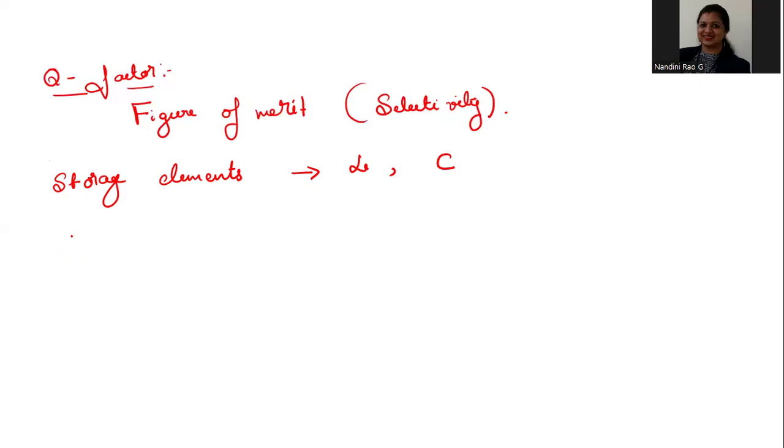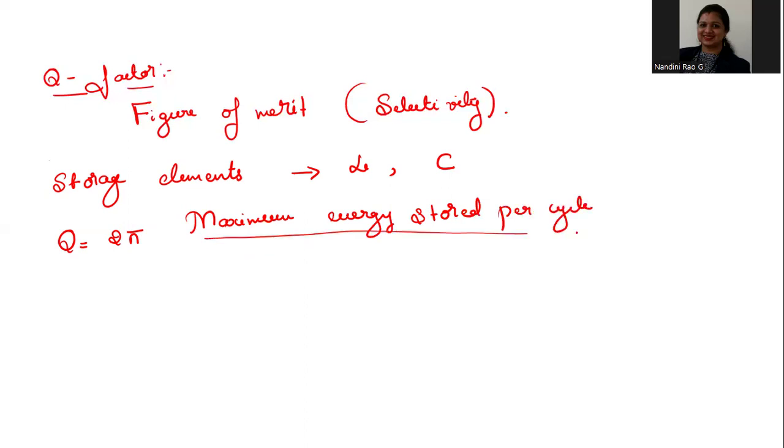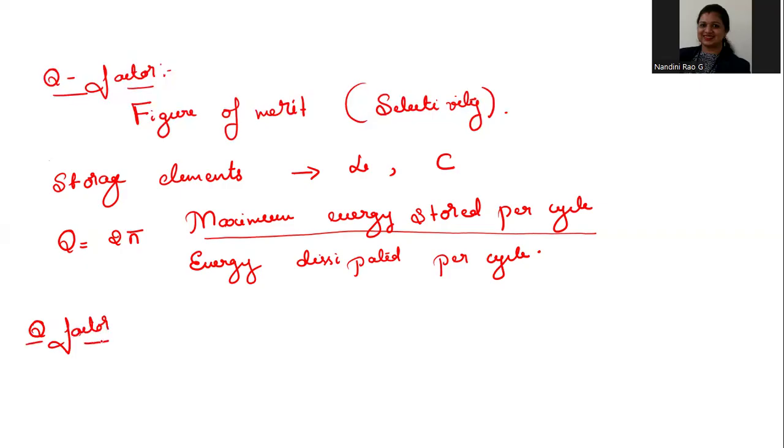Okay. So write down the definition for Q. We will be writing it as Q equals 2 pi times maximum energy stored per cycle. Per cycle of what? Per cycle of the AC signal. Okay. Divided by energy dissipated per cycle. So now we will have to write the Q factor for the LR circuit and then the RC circuit.